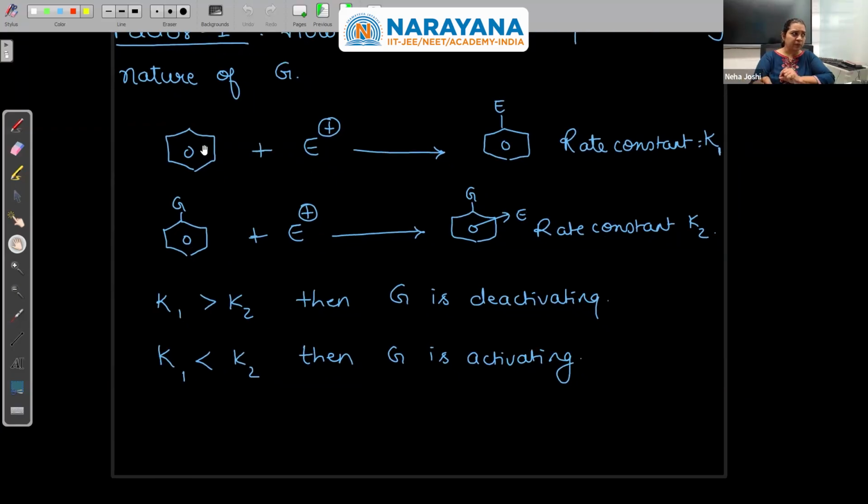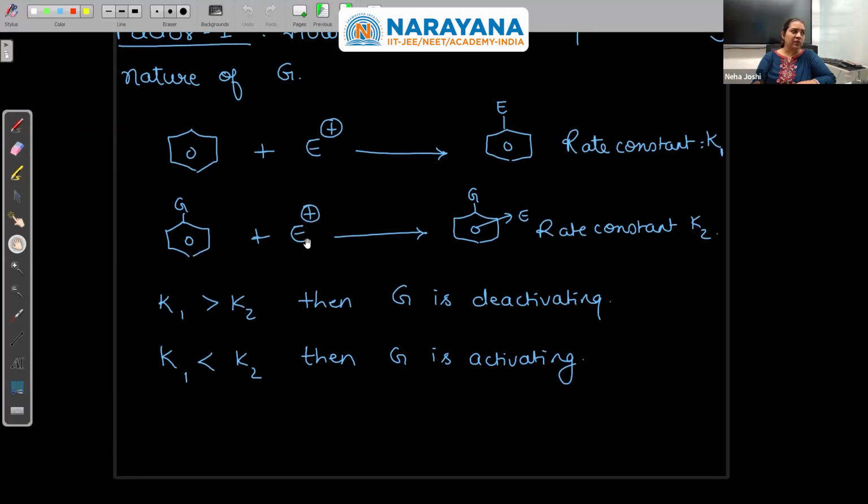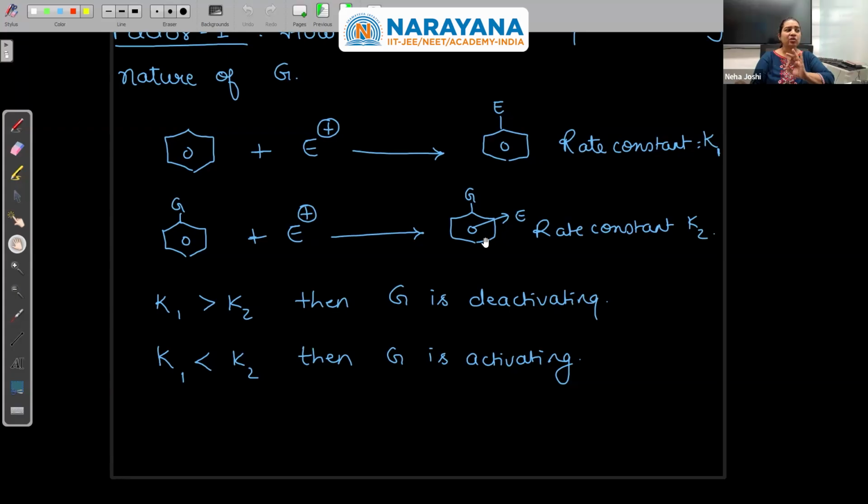We take benzene. Benzene is attacked by E plus and we form this substituted benzene. Rate constant is K1. Now, when we take substituted benzene attacked by E plus, the rate constant is K2. Now, we are not bothered whether this E is going at ortho, meta, or para, where it is going is not what we are considering. We are just considering the kinetics of this substituted benzene and we say it is K2. So we'll have some numerical values. We have some data when we are in the lab.